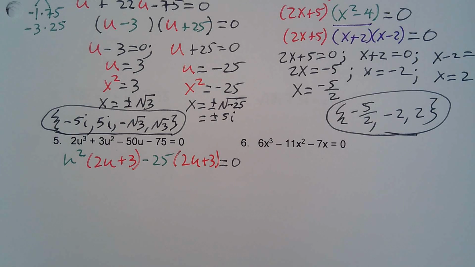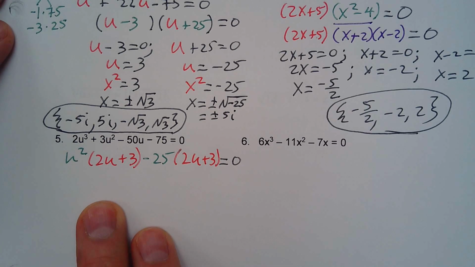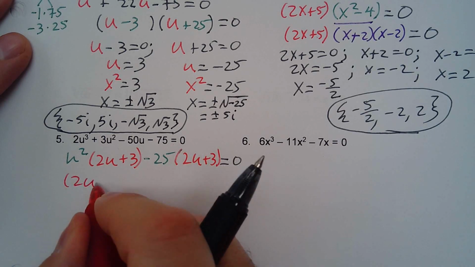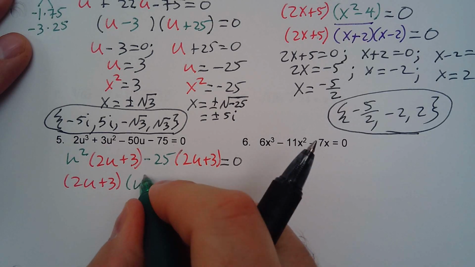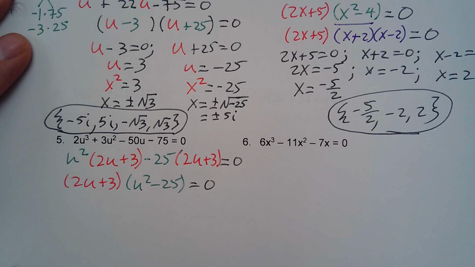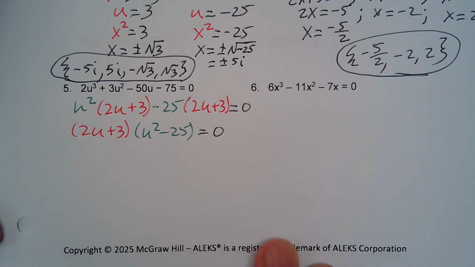Now our two pieces, excuse me, my allergies are acting up today. Two pieces have a common factor of 2u plus 3. So I'm going to factor that out. That gives me u squared minus 25 equals 0. And now, just like the last one, this is a difference of squares.